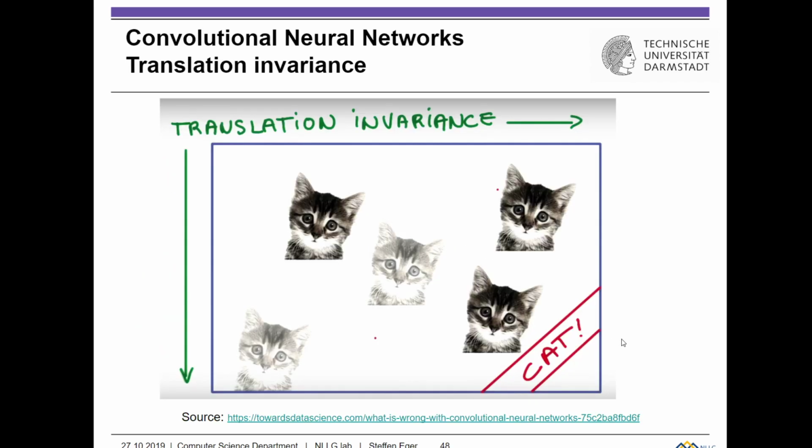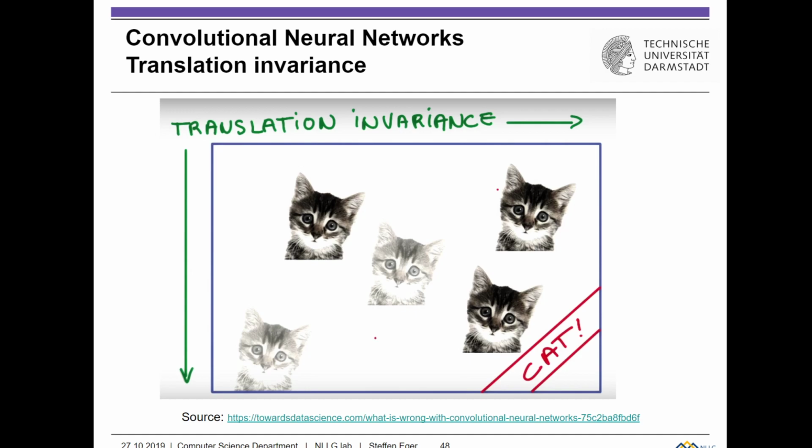Okay, so this was the input representation. We have these embeddings, they capture semantics, they can be static or contextualized. About architecture, we have one architecture that is very popular in image processing, called convolutional neural network. This has a so-called translation invariance.